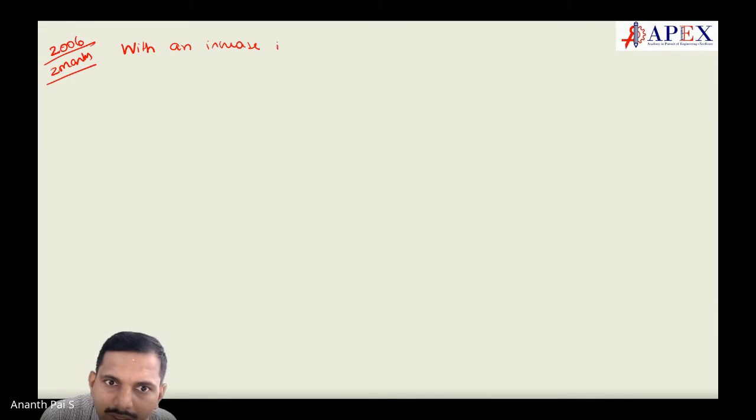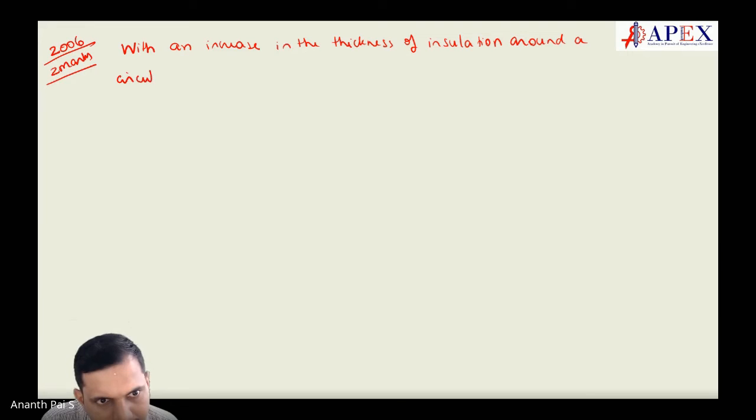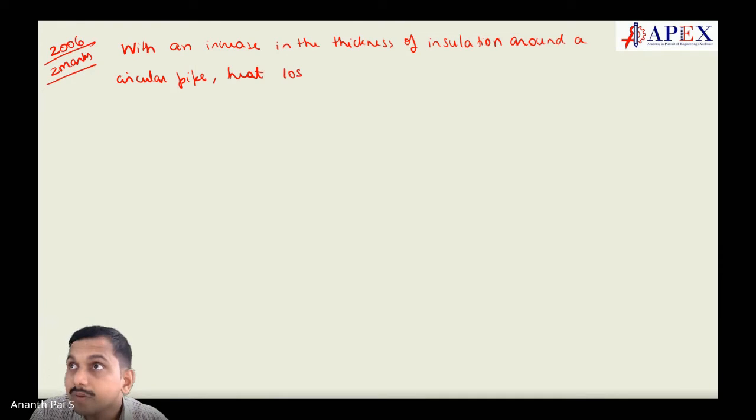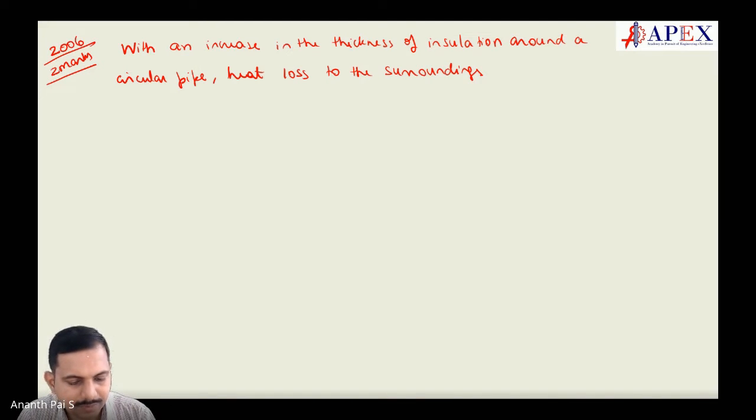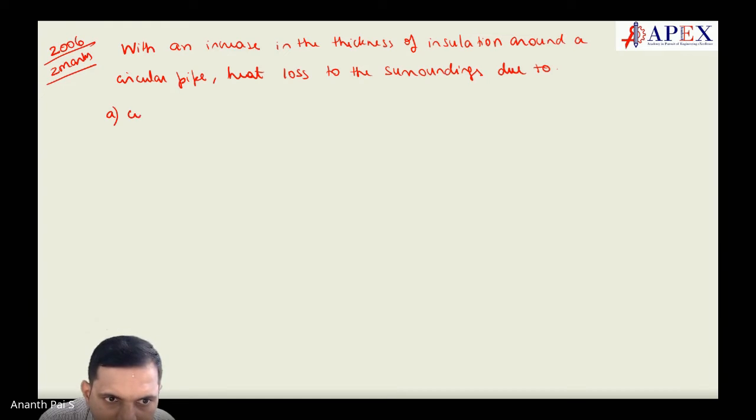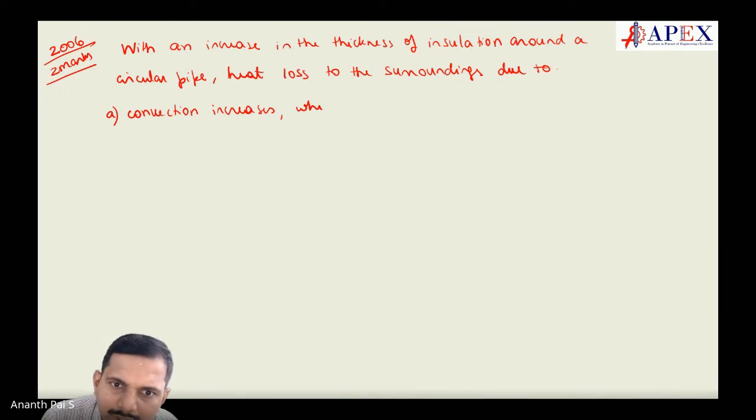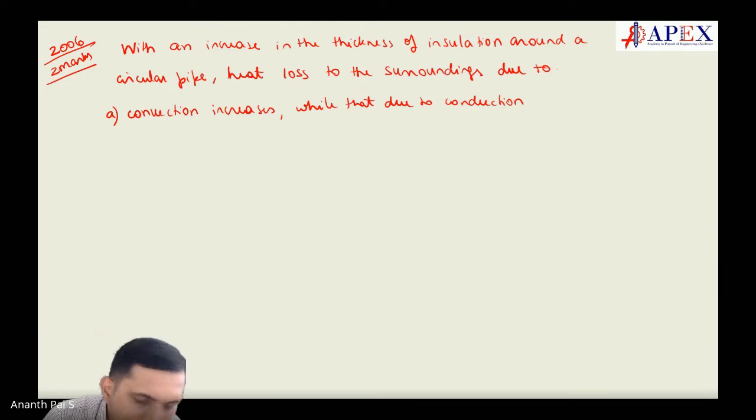With an increase in the thickness of insulation around a circular pipe, heat loss to the surroundings: A, due to convection increases, while that due to conduction decreases.